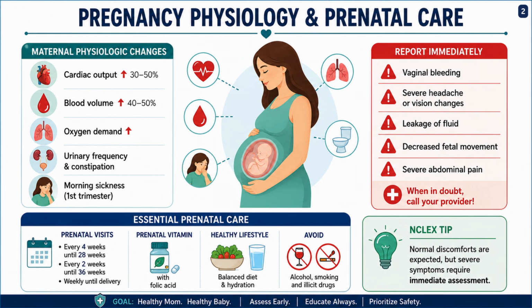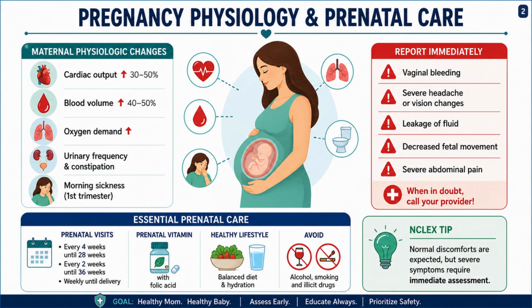The respiratory system also adapts by increasing oxygen demand, so many pregnant patients may experience mild shortness of breath with activity. As the uterus enlarges, it places pressure on the bladder, leading to urinary frequency, especially during the first and third trimesters. Hormonal changes can slow gastrointestinal motility, contributing to constipation, while nausea and vomiting, commonly called morning sickness, are most common during the first trimester.